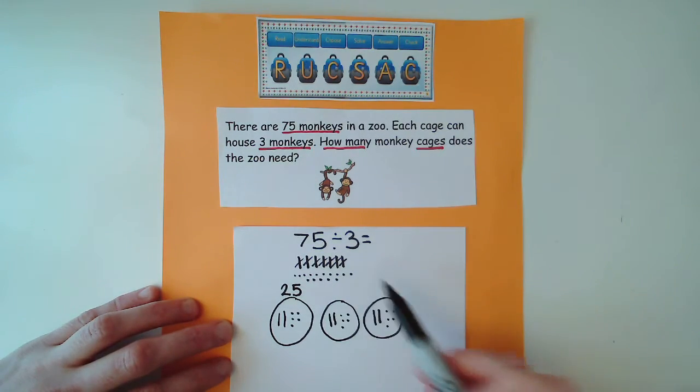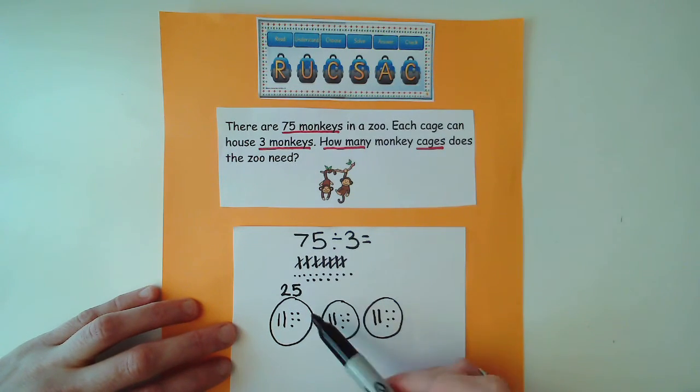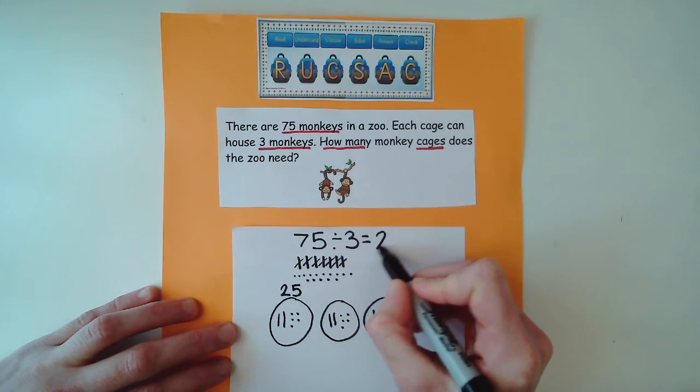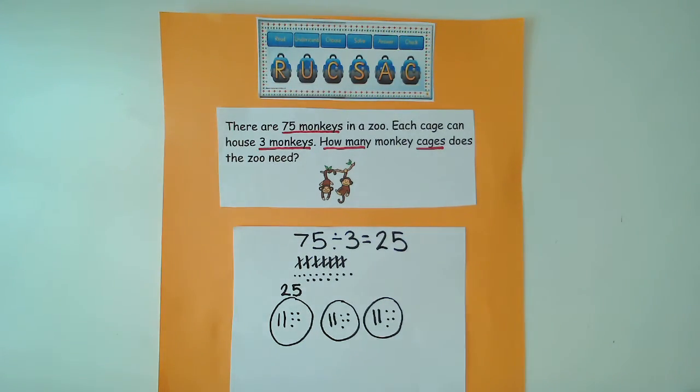So there are 25 threes in 75. Therefore, we need 25 cages to house all of our 75 monkeys.